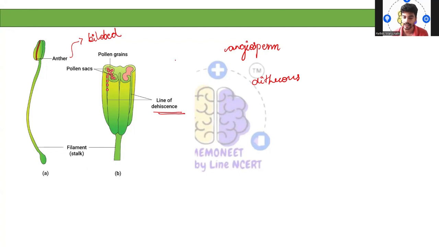Another important thing is when you take a transverse section of this anther, you are going to see the pollen sacs, where pollen grain generation happens. If you take a transverse section of this anther, what you're observing here is a four-sided structure. So this four-sided structure, what does it consist of?